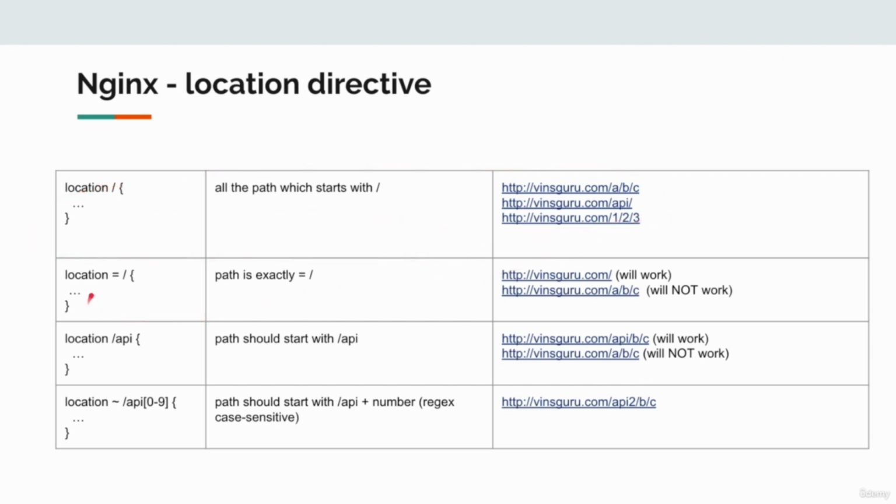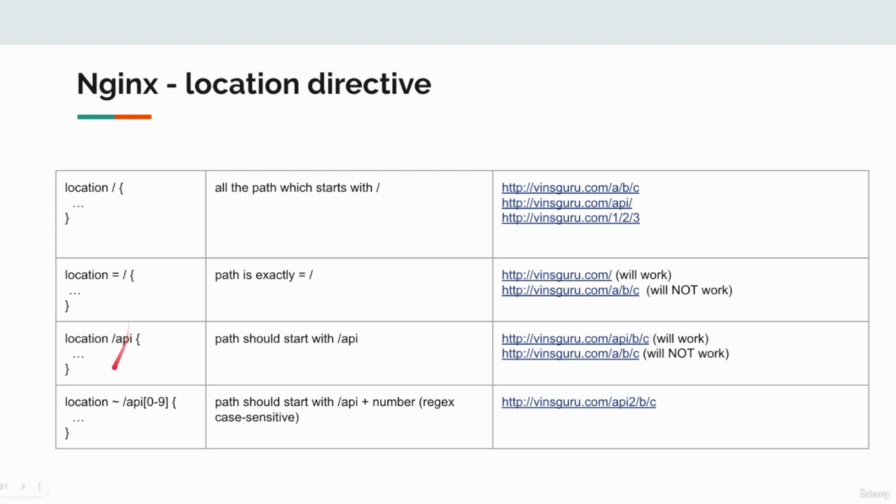Now, my requirement is different. The path should be exactly slash. I do not want anything else after that. If you say something like this, then it should be an exact match. It should be equal to slash. Only then will this work. This will not work because this is not an exact match. Here, since this is an exact match, it has to be the equal sign.